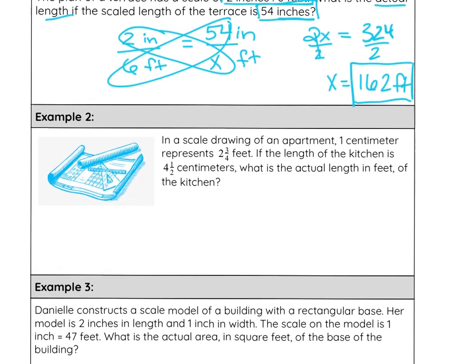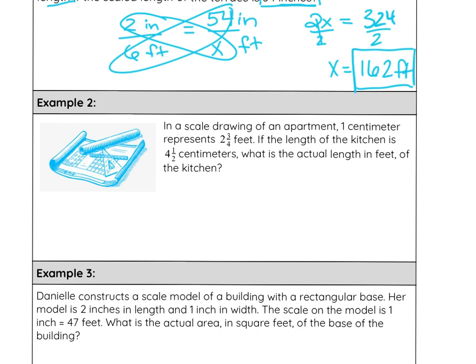All right, example 2. In a scale drawing of an apartment, 1 centimeter represents 2 3/4 feet. So that's our scale right there. 1 centimeter represents 2 3/4 feet. If the length of the kitchen is 4.5 centimeters, what is the actual length in feet of the kitchen? So first step is to make your scale into a fraction. So 1 centimeter and 2 3/4 feet.